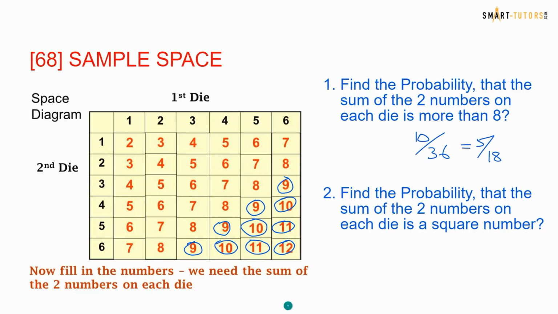Find the probability that the sum of the two numbers on each die is a square number. Square number, it could be 4 here, and 9 is also a square number. The next square number is 16, which is not going to be here. So 4 here, 3 here, 7 out of 36. That is topic 68, called possible space or sample space.